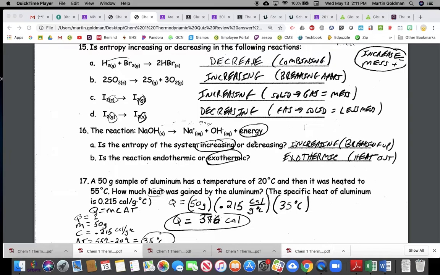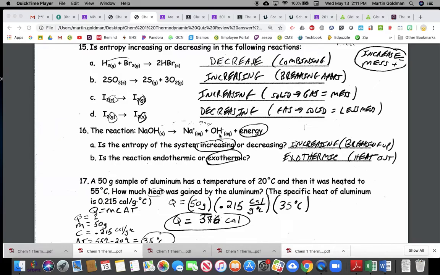Okay, now what about this energy thing? Does that matter? Well, not for the entropy question, but it does matter for the next question. Is it exothermic or endothermic? And look where the energy is. The energy is coming out. So that is exothermic. And this is something that we would have done in school at the end of the marking period, where we would have taken some sodium hydroxide and dissolved it in water, and it gets hot.